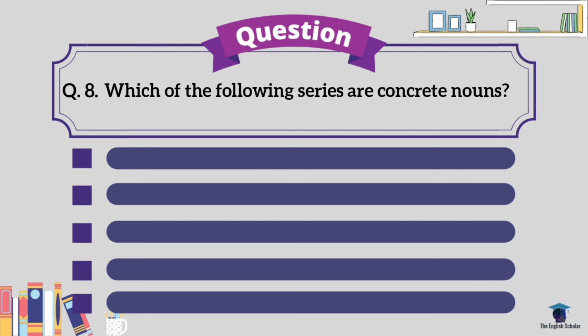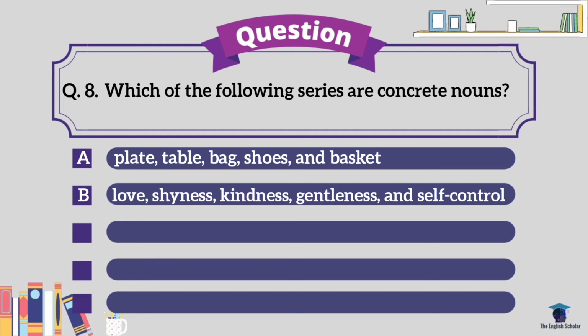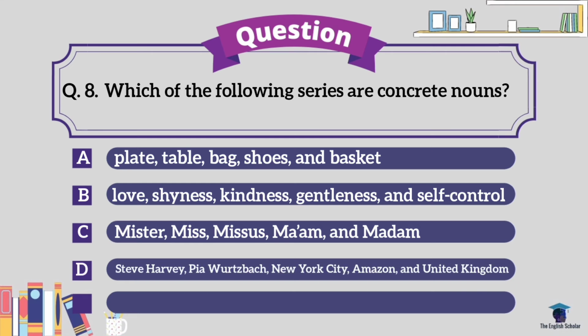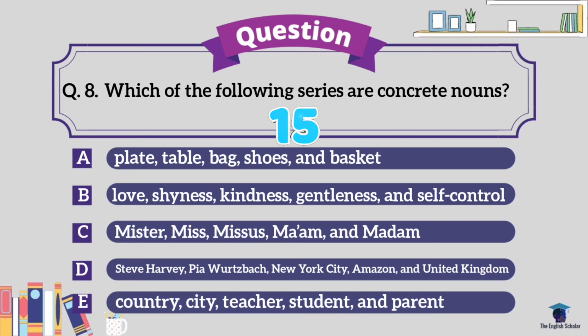8. Which of the following series are concrete nouns? A. Plate, table, bag, shoes, and basket. B. Love, shyness, kindness, gentleness, and self-control. C. Mr., Miss, Mrs., Ma'am, and Madam. D. Steve Harvey, Pia Wurtzbach, New York City, Amazon, and United Kingdom. E. Country, city, teacher, student, and parent. Your 15 seconds starts now.